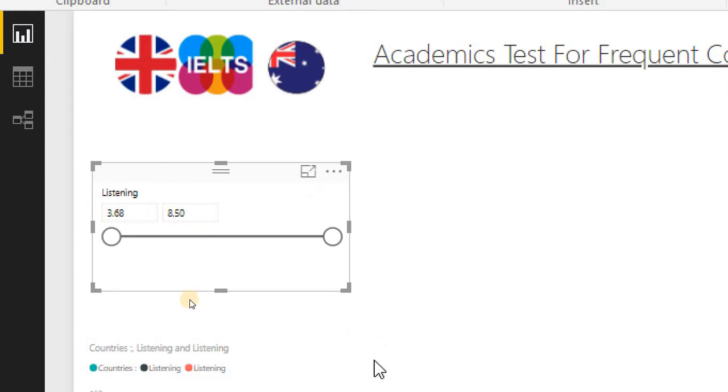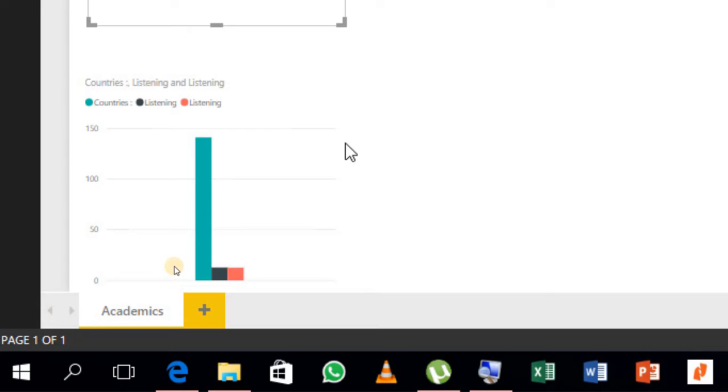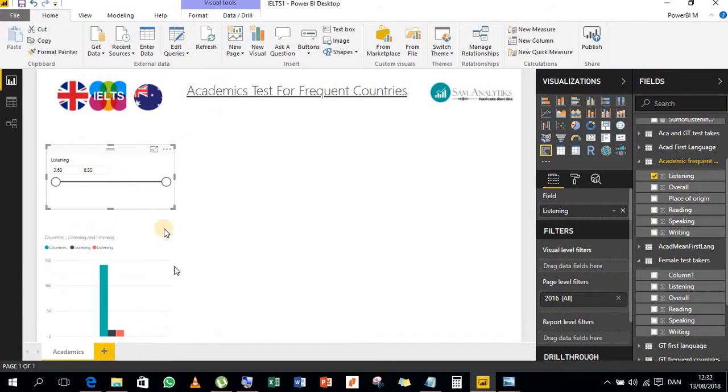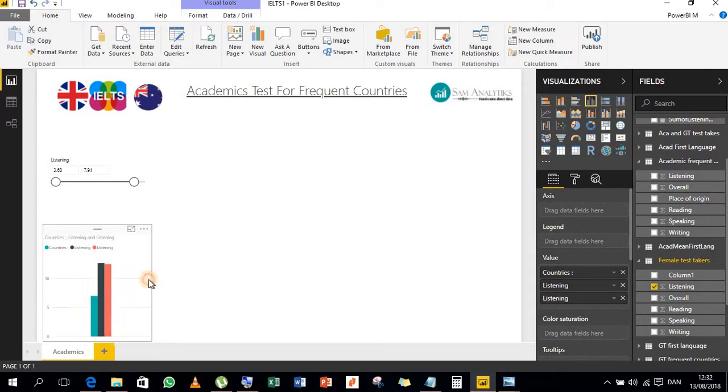So as I reduce these scores, the countries are getting reduced, but the listening test for the female and the male test takers is getting summarized. This is for the listening, which shows that the listening tests are basically taken more by the females and they have scored more than the males.